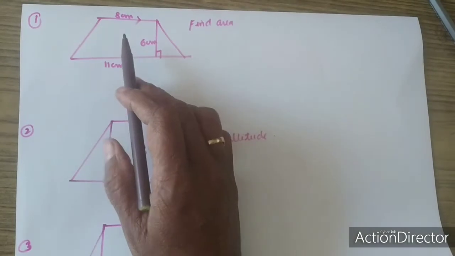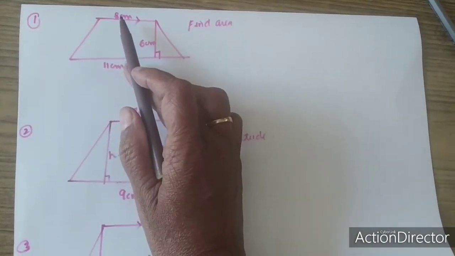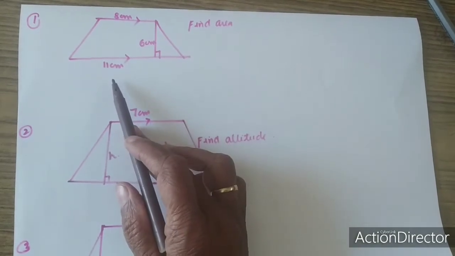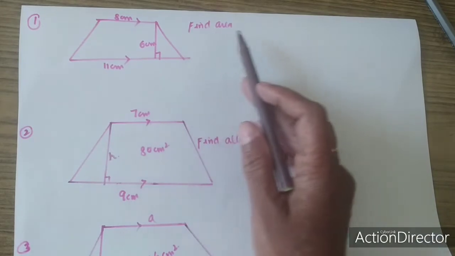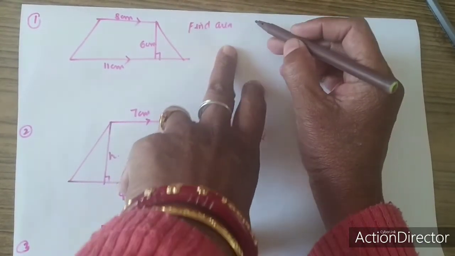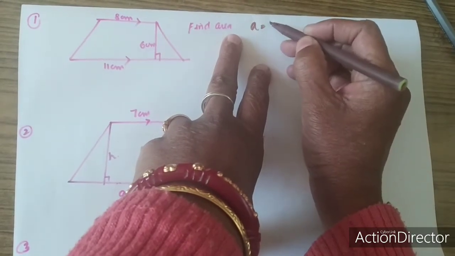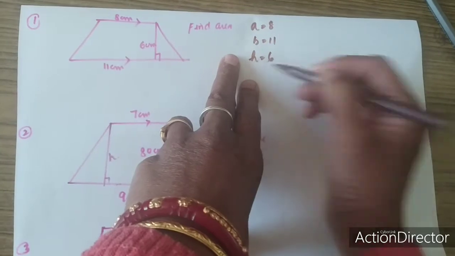Now in this figure, trapezium is given and the parallel sides are given as 8 cm and 11 cm and the height of the trapezium is given as 6 cm. You are asked to find the area of trapezium. So first you write what are the given inputs. A is equal to 8, B is equal to 11 and height is equal to 6.